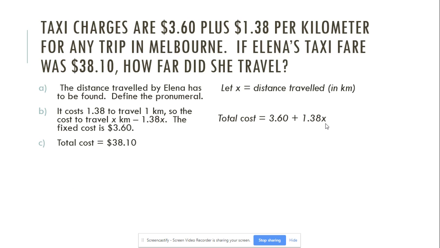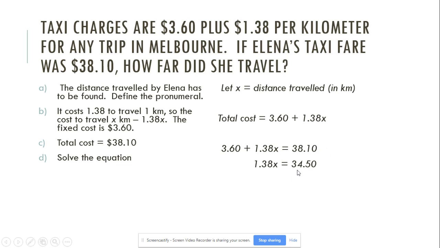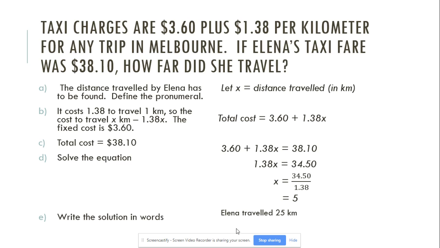Then we know the total cost is 38.10, so we can put it in there. So now we've got 3.60 plus 1.38x is equal to 38.10. So now we can work it out. Solve the equation. We say, okay, we'll take away the 3.60 from the 38.10. We're going to divide it by 1.38, and our answer is 25. So that means that Alina's taxi fare was that. How far did she travel? She traveled 25 kilometers, but we need to answer that in words. Alina traveled 25 kilometers, not 5 kilometers. I don't know why I typed that.